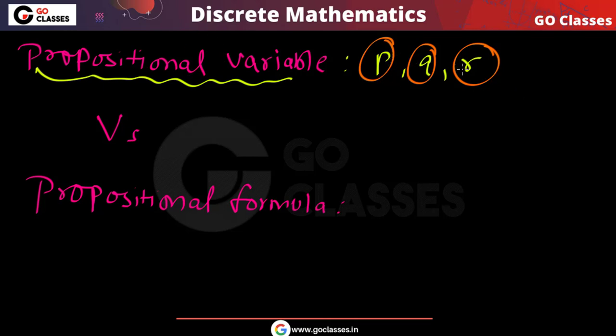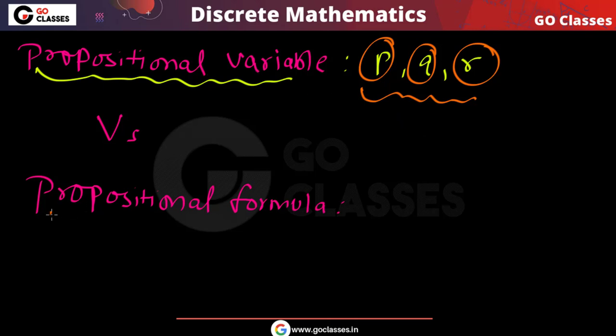So if I say that P, Q, R are propositional variables, then they represent atomic propositions. R, Q, and P each represent an atomic proposition. An atomic proposition by itself is true or false, and it does not depend on anyone else. So these are the propositional variables.